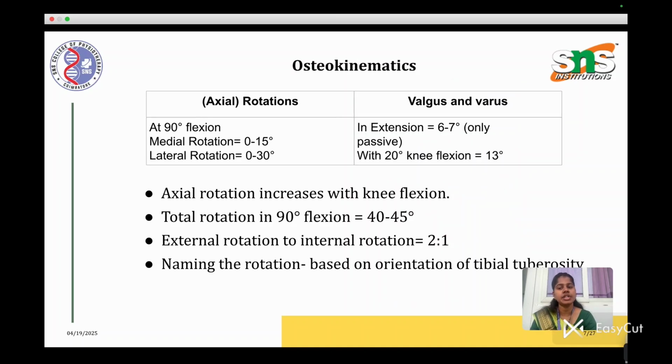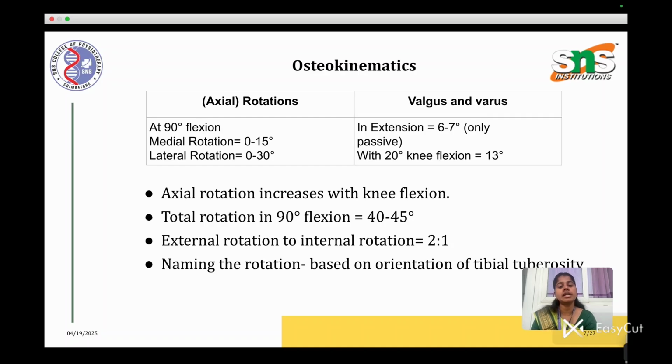Coming to the axial rotations, at 90 degrees of flexion, medial rotation contributes about 0 to 15 degrees, whereas lateral rotation contributes about 0 to 30 degrees. In extension, 6 to 7 degrees, that is only done passively, with 20 degrees of knee flexion, that is equal to 13 degrees. Axial rotation increases with knee flexion, and total rotation in 90 degrees of flexion is 40 to 45 degrees. The external rotation to internal rotation ratio is about 2:1.